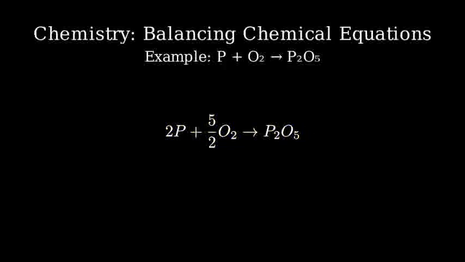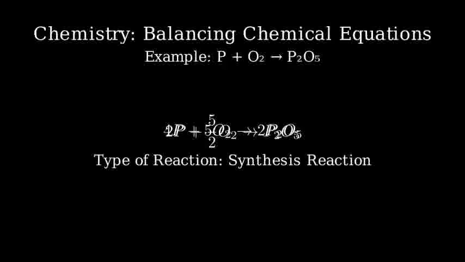Since we don't usually like fractions in balanced equations, we'll multiply the entire equation by 2 to convert the fraction into a whole number. So we end up with 4P plus 5 O2 yields 2 P2O5. The balanced chemical equation for the reaction between phosphorus and oxygen is 4P plus 5 O2 yields 2 P2O5.